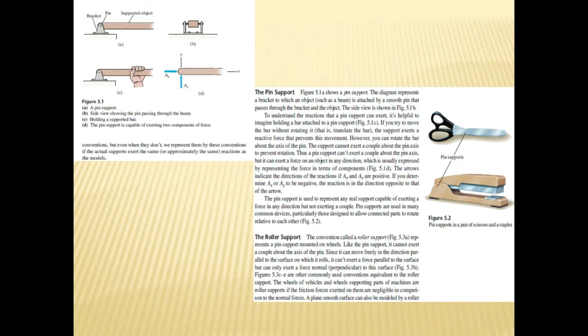It's a general methodology, rather a convention, that the Ax and Ay components will always be assumed positive. It's a convention, you can take negative also. Okay, then he says that the pin support is used to represent any real support capable of exerting a force in any direction but not exerting a couple. Pin supports are used in many common devices, particularly those designed to allow connected parts to rotate relative to each other.